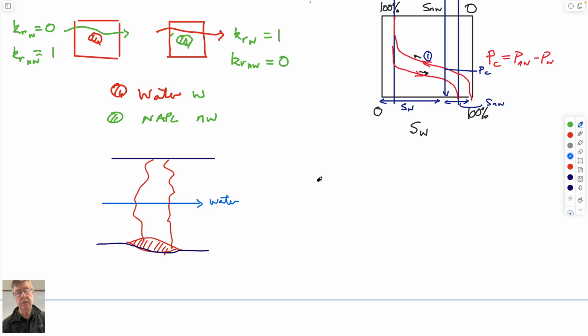How am I going to write it? Q1 equals V1 A1 equals A dp/dx.